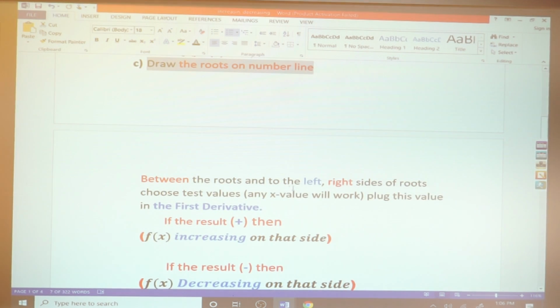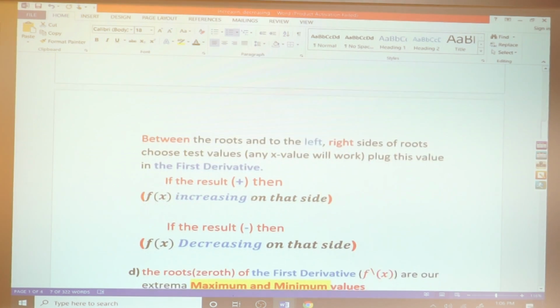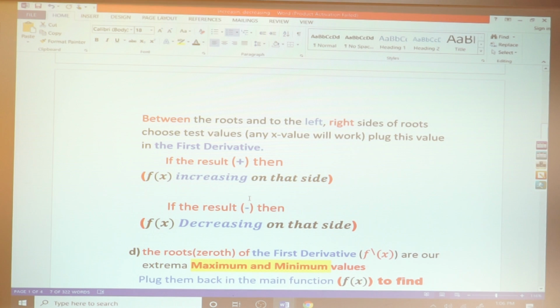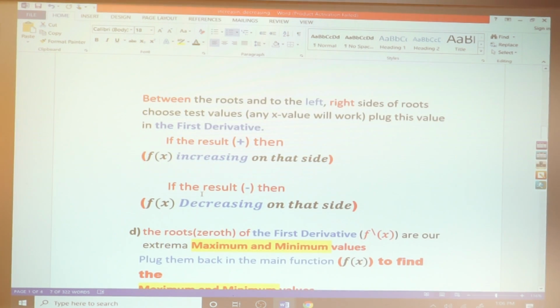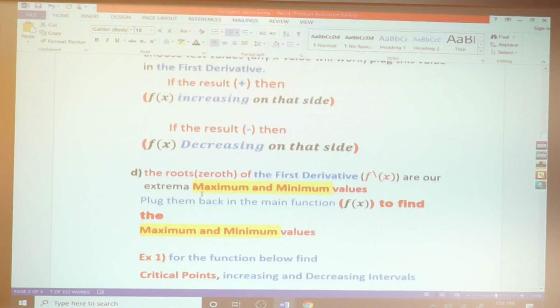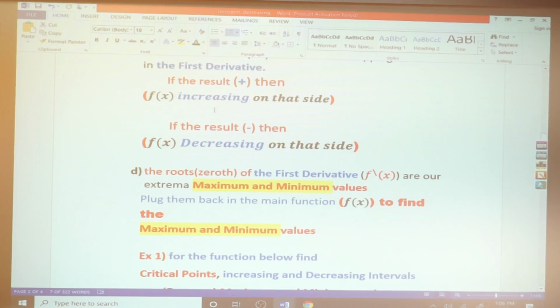Between the roots and to the left and right side of the roots, choose a test value, any values you want. Any values will work. Plug these values in the first derivative. If the sign is positive, increasing; if the sign is negative, decreasing. The roots of the first derivative are our extreme, maximum values or critical points. To find the values of these, you plug them back in the main function.